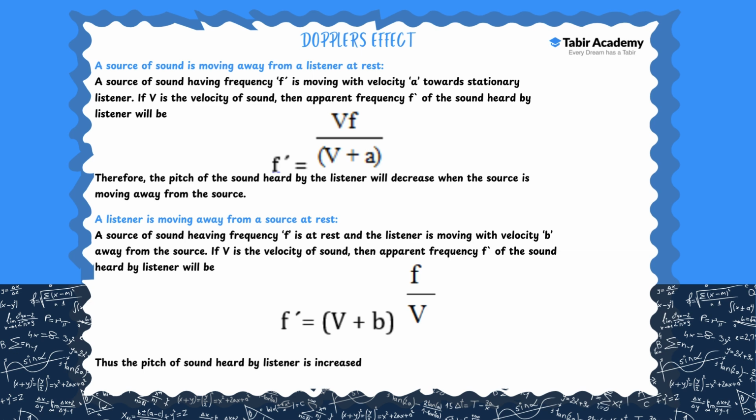In the last case, where the listener is moving away from a stationary source, we can calculate the instantaneous frequency of the sound heard by the listener using this formula, where f prime is equal to (v plus b) times f divided by v. In this case, the pitch of the sound heard by the listener would be increased.